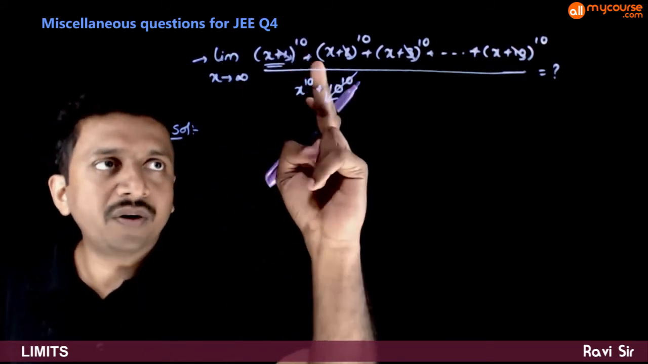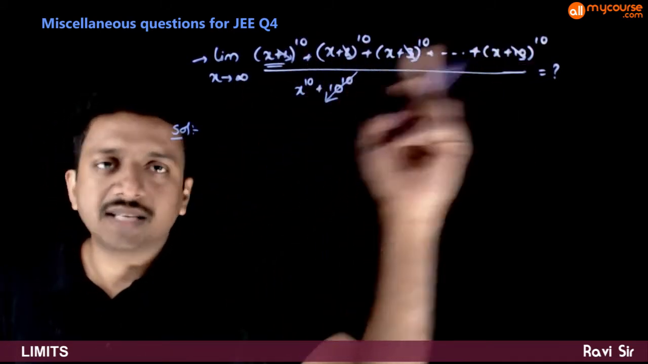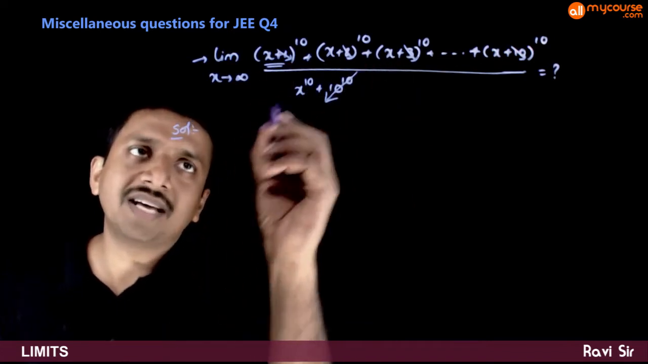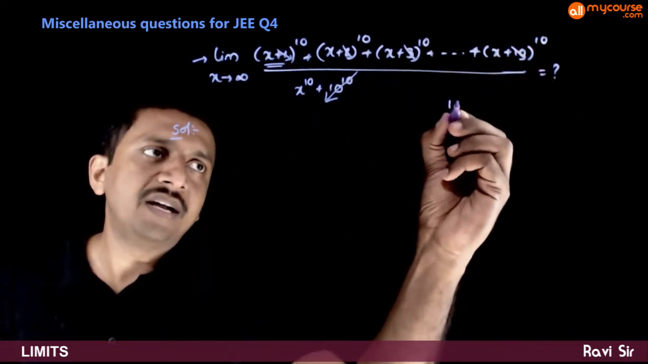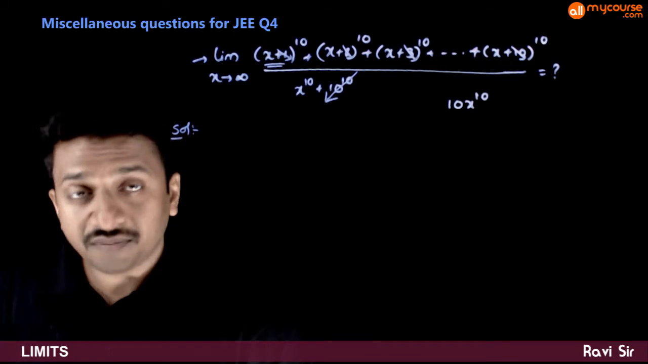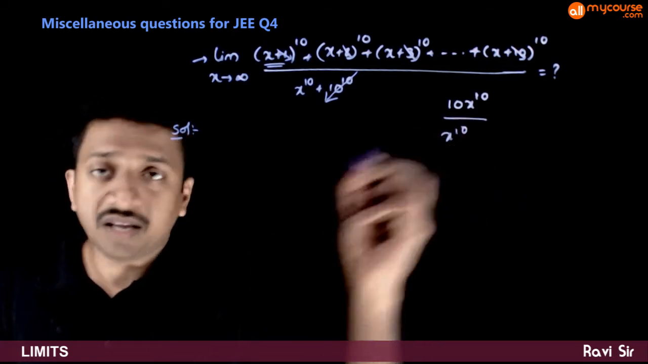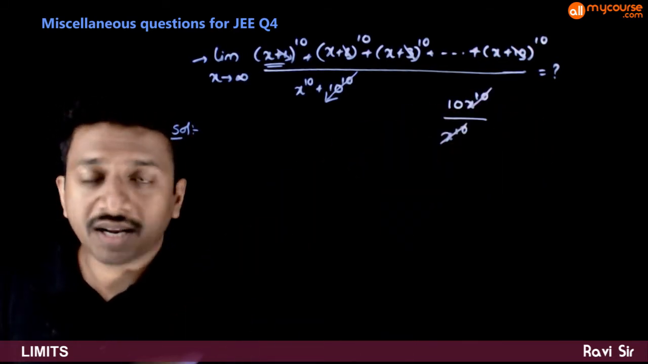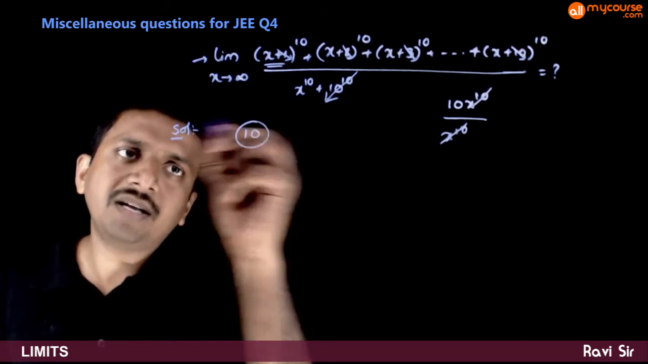So now you have x^10, x^10, x^10, x^10. How many x^10s are there? In the numerator you have 10 times x^10 effectively. In the denominator you have x^10 effectively. So x^10 and x^10 get cancelled. So the answer is nothing but 10.